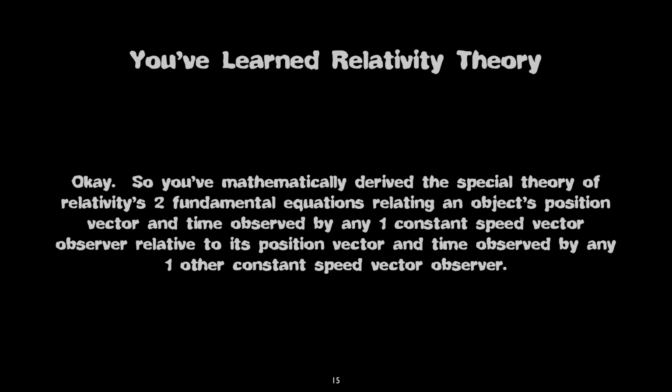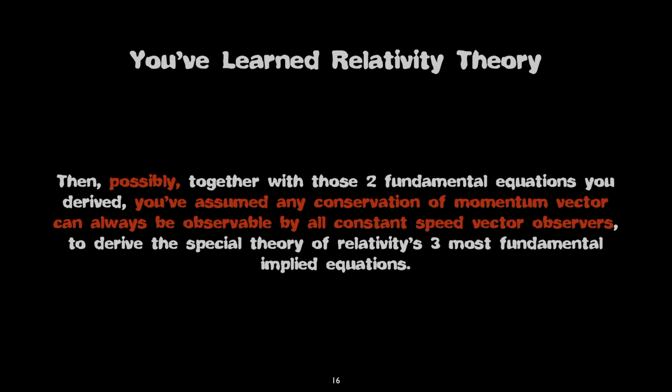Okay, so you've mathematically derived the special theory of relativity's 2 fundamental equations relating an object's position vector and time observed by any one constant speed vector observer, relative to its position vector and time observed by any one other constant speed vector observer. Then, possibly, together with those 2 fundamental equations you derived, you've assumed any conservation of momentum vector can always be observable by all constant speed vector observers to derive the special theory of relativity's 3 most fundamental implied equations.